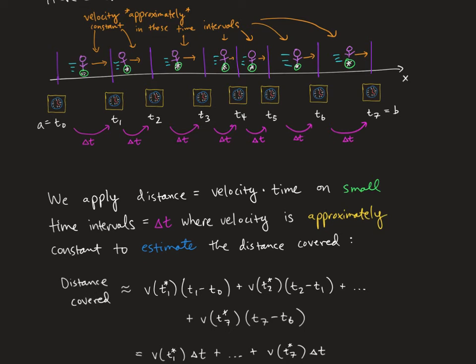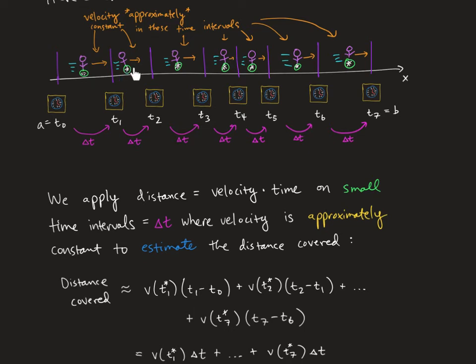So the distance covered, I'll denote t1 star, I'll just pick a random time between t0 and t1 and look at the velocity there. So I'm using this velocity. I want to multiply that by the time that elapsed in this part of the journey. That's t1 minus t0, which is going to equal this delta t. So I have velocity times time, and that's going to approximately equal the distance covered in that part of the journey.